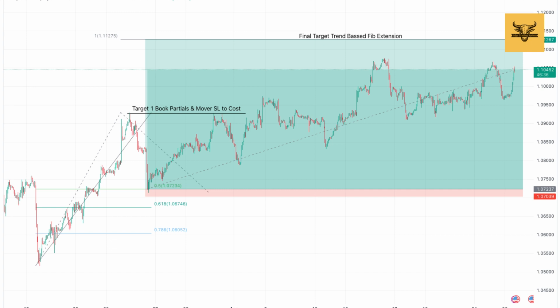As for the target, I usually prefer to book partials at the last swing low and let the remaining quantity run till the 100% fib extension level. It's important to keep in mind that after booking partials, move your stop to your cost so that you are able to minimize your risk.